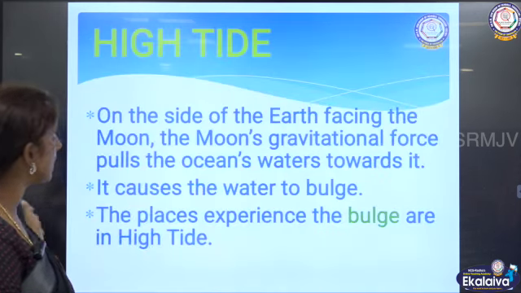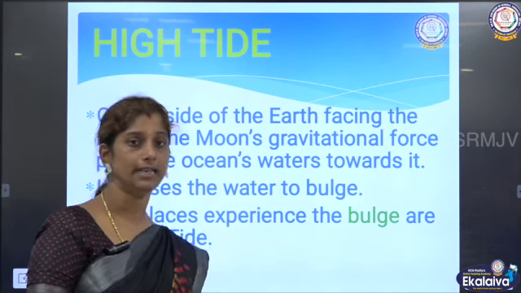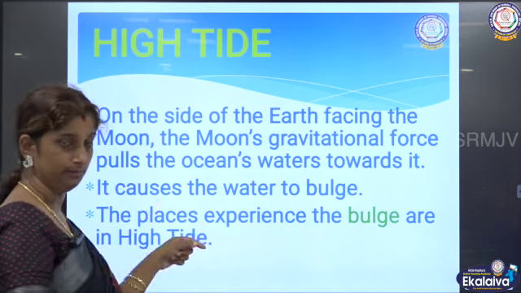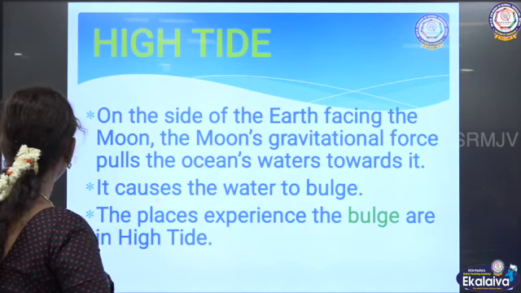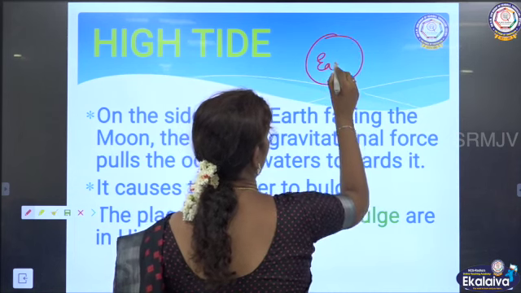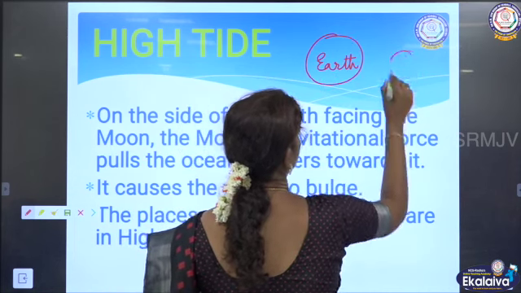So now we will see about high tide in detail, right? So on the side of the earth facing the moon, see, if this is going to be the earth and here comes the moon.